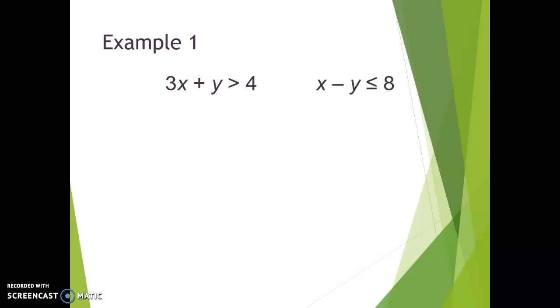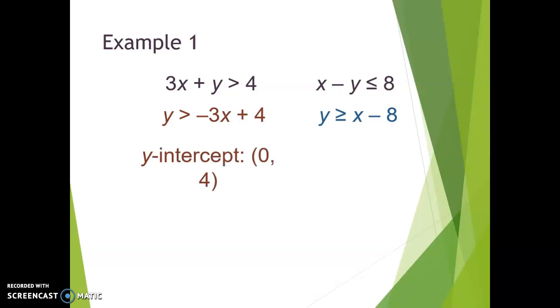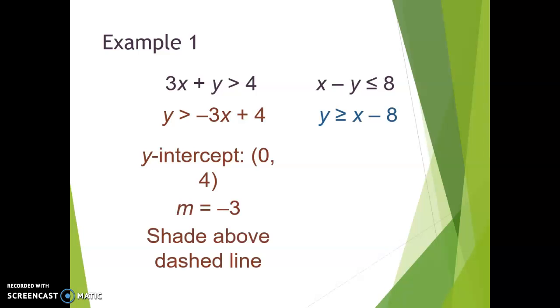So we have two inequalities. 3x plus y is greater than 4, and x minus y is less than or equal to 8. Well, in order to graph these, just like graphing a line, we want to put them in y equals mx plus b format, or y inequality sign mx plus b. So that's our first step. Once we have them in slope-intercept form, we're going to go ahead and graph them just as we would a line. Our intercept for the first equation is 4, and our slope is -3.